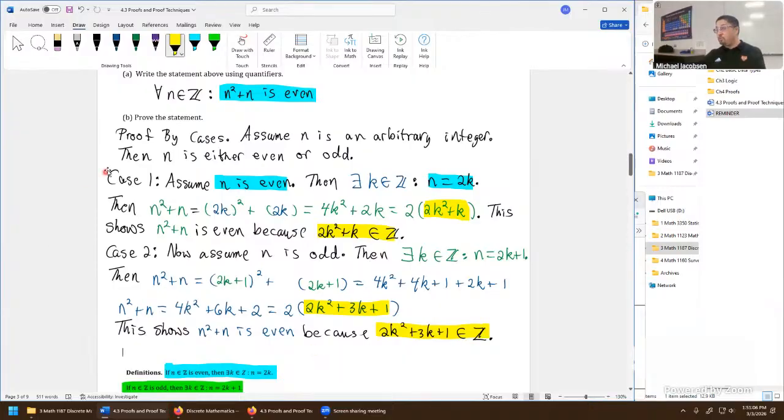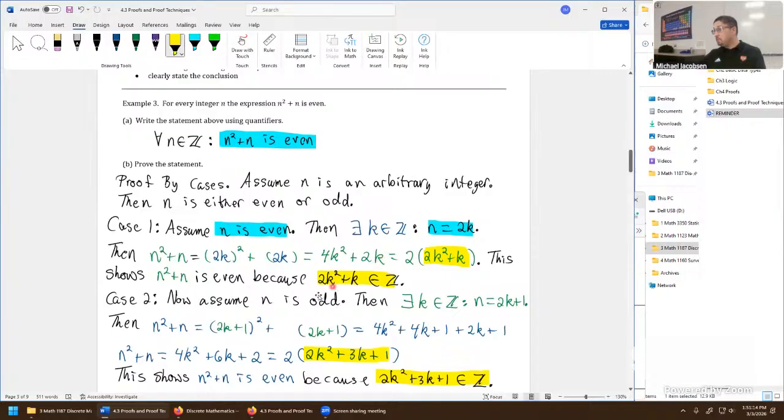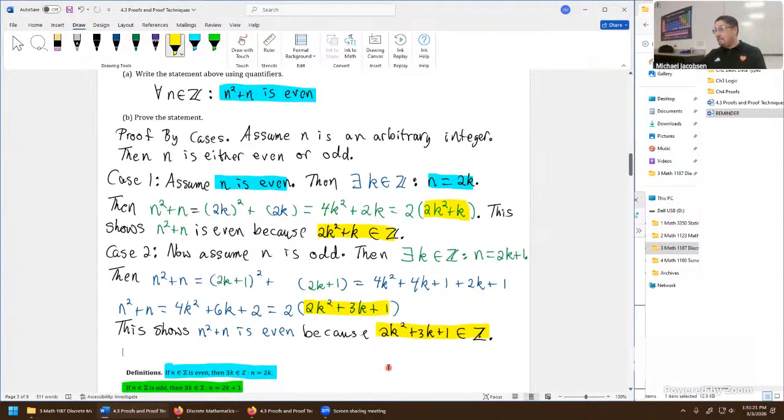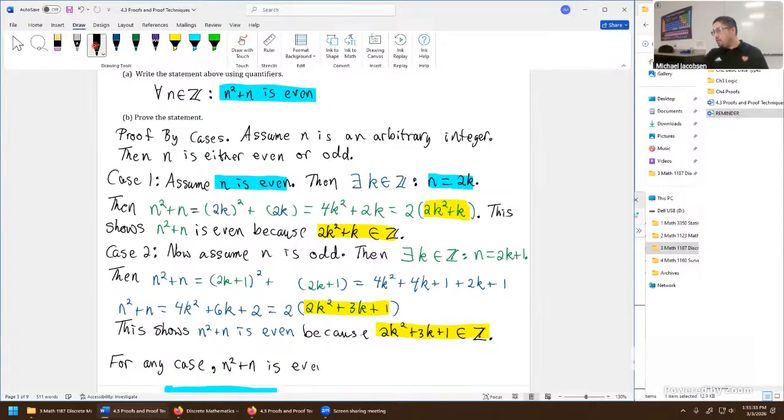Well, we're done. We've argued that either case can come up. In both cases, we landed on a conclusion. n squared plus n is even. Here's the conclusion here, n squared plus n is even. And so this is the end of the proof. We can say, for any case, n squared plus n is even.